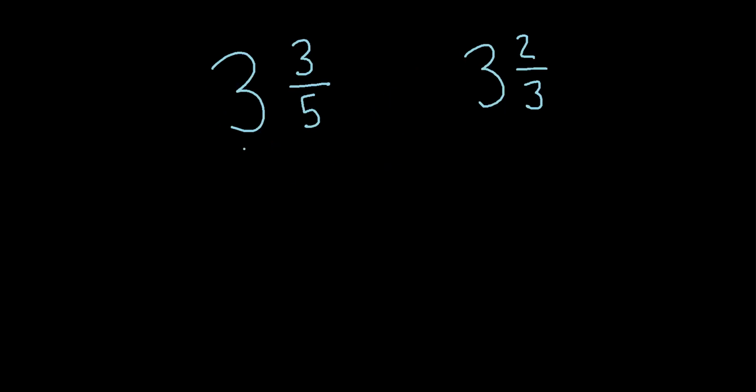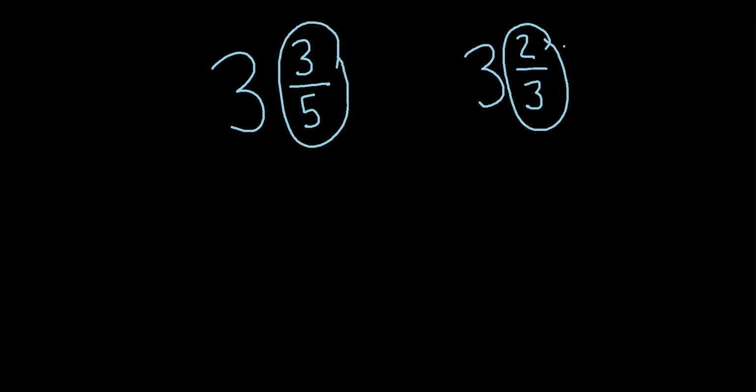Let's say we have the mixed number 3 3/5 and the mixed number 3 2/3. Which one is larger? Well, once again, we'll start by comparing the whole numbers. So we can see that this mixed number has a whole number of 3, and this mixed number also has a whole number of 3. So since they have the same value, we need to move on to the fractions to determine which fraction is larger. So is 3/5 or is 2/3 larger?